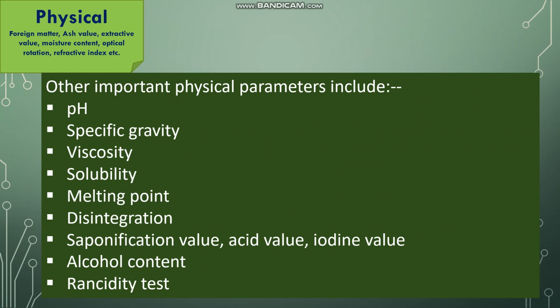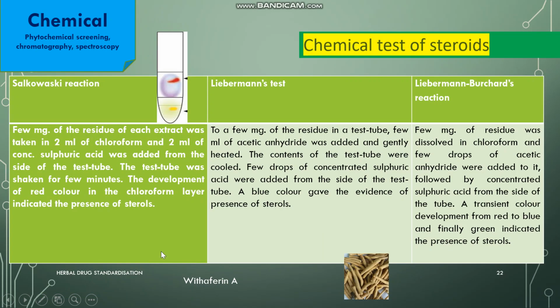So there are different other parameters of standardization like pH, specific gravity, viscosity, solubility, melting point, disintegration, saponification value, acid value, peroxide value, iodine value. Yes, of course, in case of asav and arishtha, in which alcohol is also present. We all know that self-generated alcohol is produced in our very famous Asavas and Arishtas. So alcohol content determination is an essential and most important parameter in that particular formulation, and of course the density test for Ghritas. So there are different parameters.